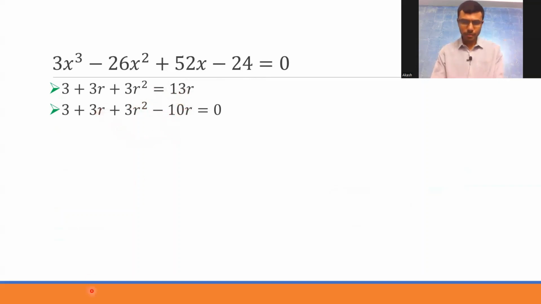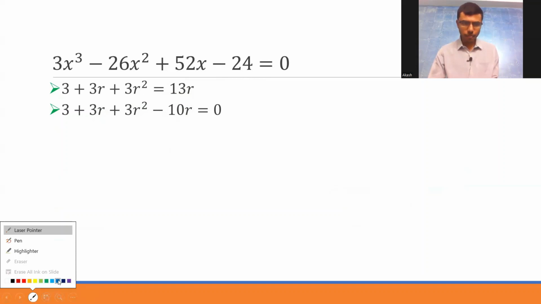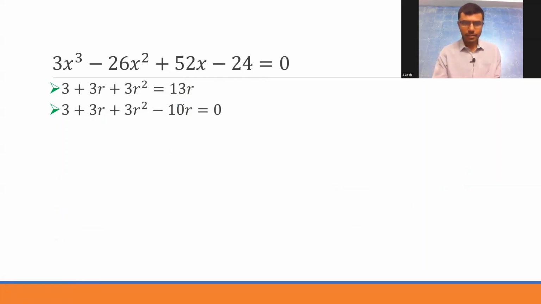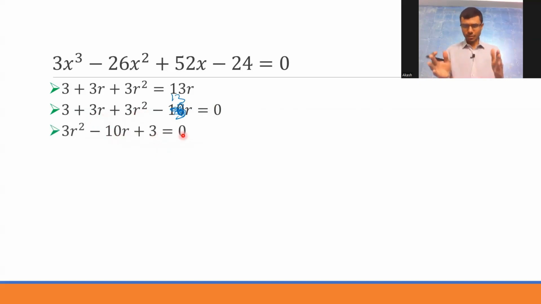Okay, a typo, a type error. This is actually minus 13r. This is not 0. This is minus 13r. Okay, so fine. After this, it will be correct only. Now 3r minus 13r is minus 10r. So if I rearrange that, I'll get 3r square minus 10r plus 3 equal to 0.